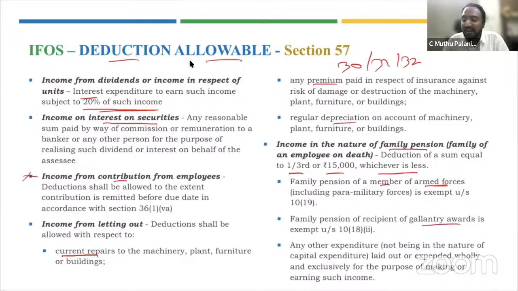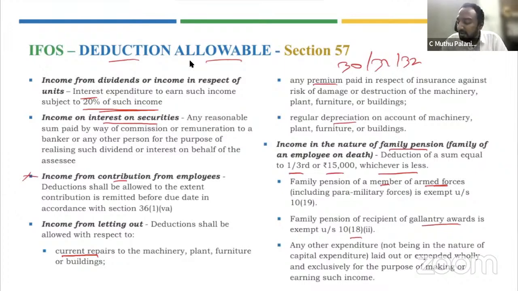Similarly, recipient of gallantry awards. We already saw this in salary itself. So all these Param Vir Chakra, Padma Bhushan award winners, if they're receiving pension or their family is receiving pension, it is eligible for exemption under section 10 clause 18.